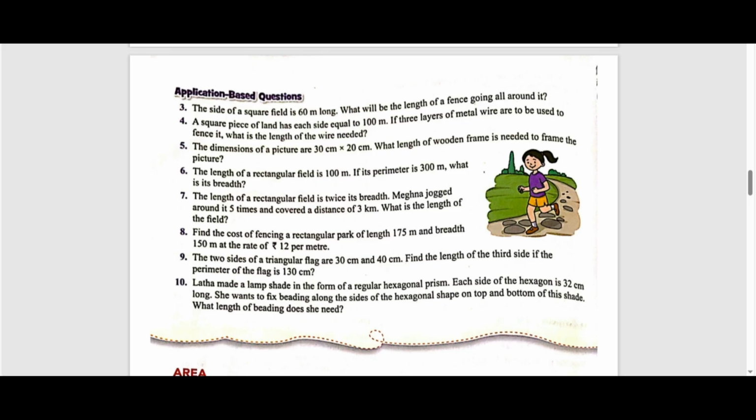The length of a rectangular field is twice its breadth. Magna jogged around it 5 times and covered a distance of 3 kilometers. What is the length of the field? Again, it is a rectangle. The length of the rectangular field is twice its breadth. Magna jogged around it 5 times, covering 3 kilometers. So we have to find the length. Like there is B into B. They say the length of the rectangular field is twice its breadth. Then we can say 2 into B. Okay, 2 into B and then B, and then we have to solve it.